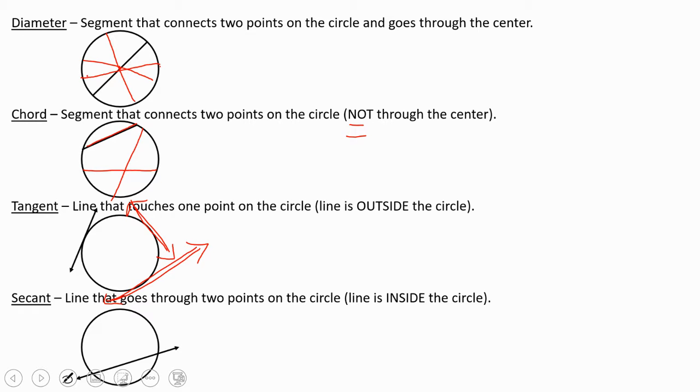Then lastly, we have secant. So I kind of covered up our words. The secant is a line that goes on forever in both directions. It's a line that goes through 2 points on the circle. So that line is going to go inside the circle. That's a secant. It has to go through the circle. Again, I will upload this PowerPoint just for you to look back at these definitions to help you.